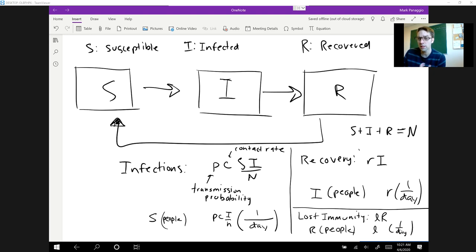Now, that was a completely deterministic model, and we did a whole bunch of analysis with this. We looked for fixed points, we classified the stability of those fixed points, and we saw that depending on the value of L, you could either have a disease-free state where nobody was sick in the long run, or you could have an endemic state where the disease stuck around indefinitely.